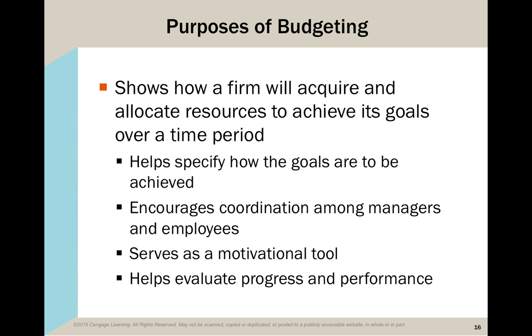Now, budgeting. Why would a firm budget? Well, just like your own budget at home, you want to have an idea of how you're going to acquire and allocate resources to achieve your goals. And it's the same for a company. Budgeting helps to specify how the goals will be achieved, and it encourages the coordination between managers throughout a firm, that they're all working towards the same goal. It can be highly motivational, and it helps to evaluate progress and performance in a firm.